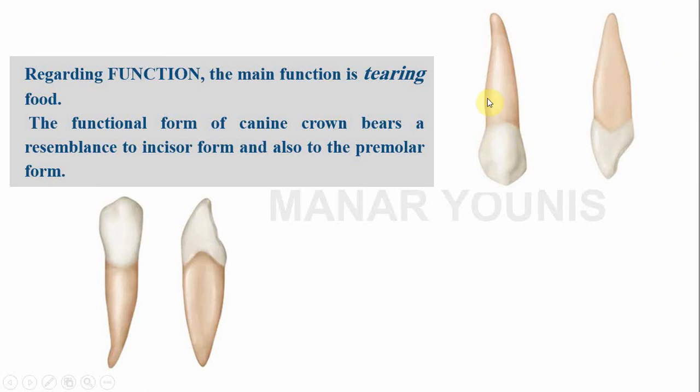As you can notice here, from the labial aspect, both maxillary and mandibular canine resemble a premolar with their single pointed cusp, while from proximal surface, both maxillary and mandibular canines bear a close resemblance with the functional form of incisor tooth.